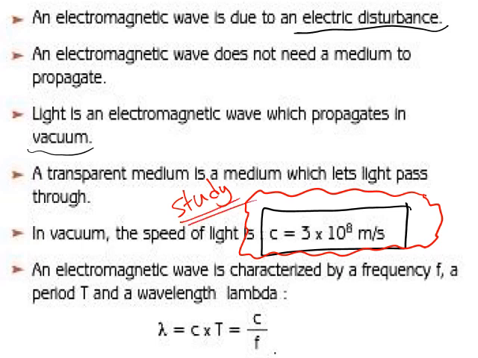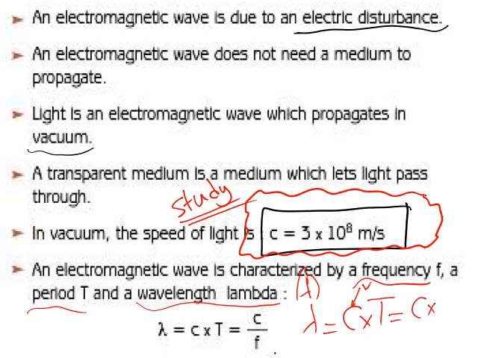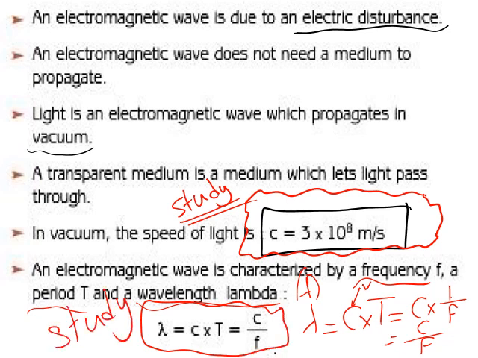An electromagnetic wave is characterized by its frequency, period, and wavelength, lambda, which is the symbol. So lambda is equal to C times T. Maybe this C is going to be V in some exercises. C times the period, and the period is 1/F, so it's equal to C/F. This formula you also have to study: lambda equals C times T equals C/F.